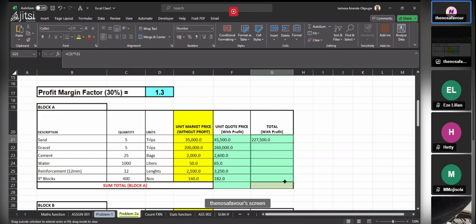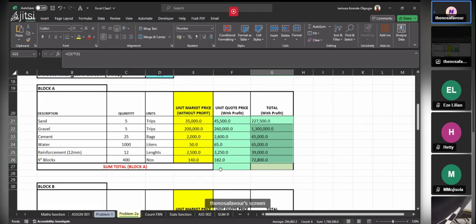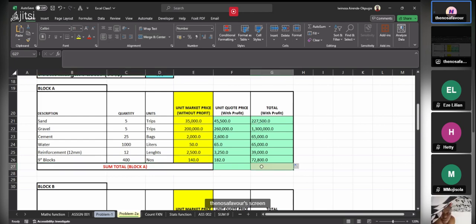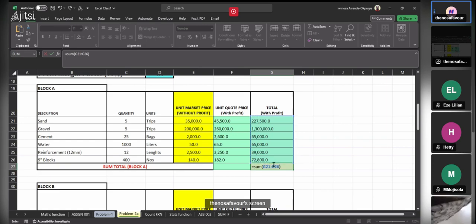So if I drag down, I should get the total for all of this. So this times the quantity, this times this quantity, this times this quantity, this times this, and this times this. Alright. Now we have sum total. We want to find out the sum total for this. So using equals to sum bracket open, select all of them, close your bracket, hit enter. This is the total for this particular block A. Alright. So any question before we move on?